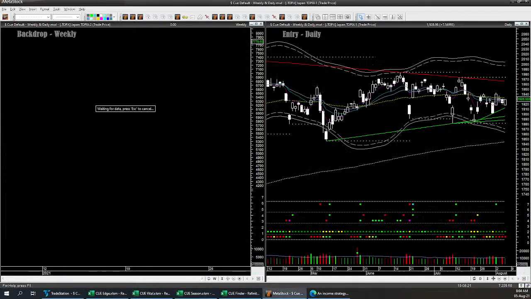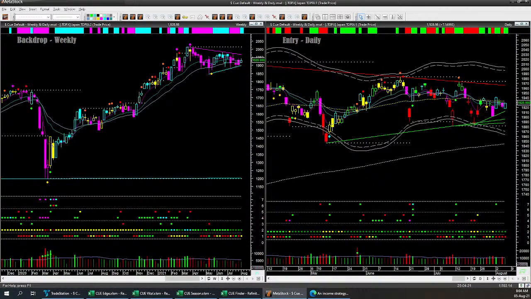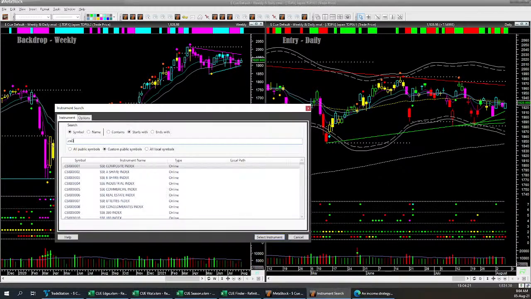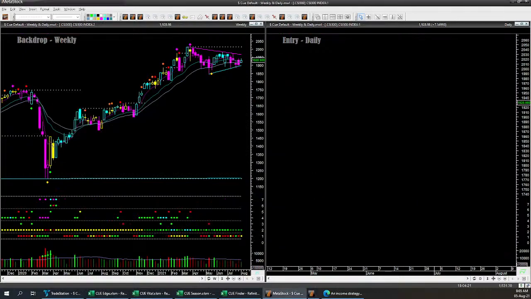Japanese index Topix. Topix is continuing to move inside a range bound by resistance and support trend line, both in daily and weekly, continuing to be sideways.